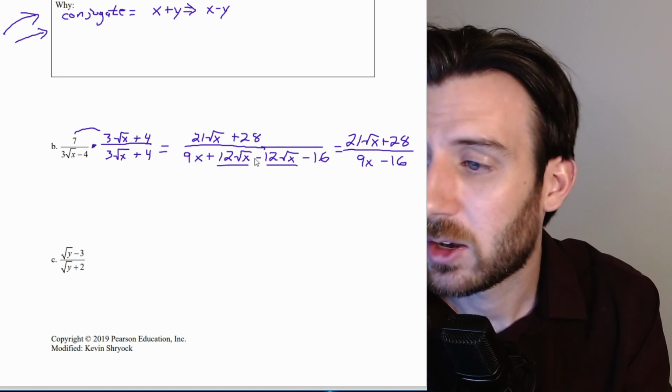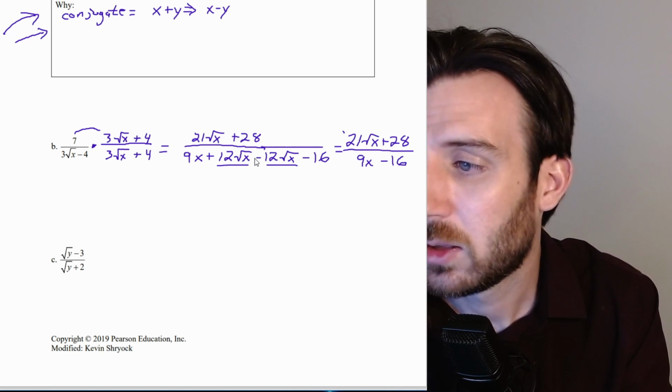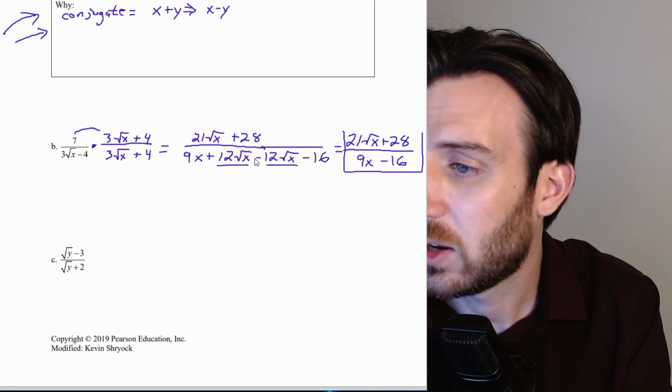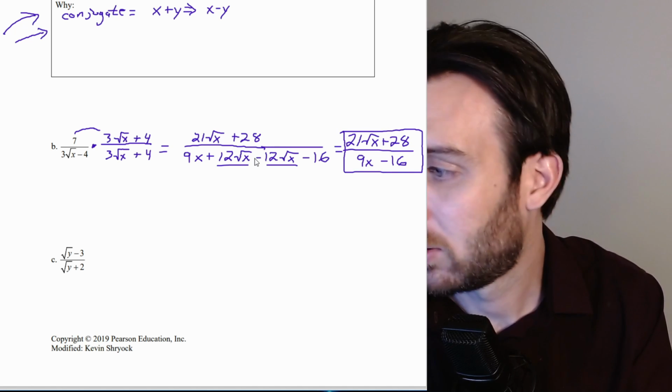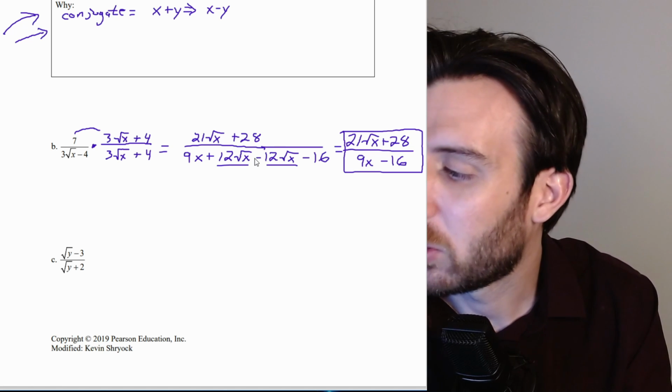I see nothing common that I can divide the top and bottom by, because not everything's even, and not everything looks divisible by 3. I think we're just about done. So that's going to be my final answer. Not too bad. Let's do it quickly with this next one.